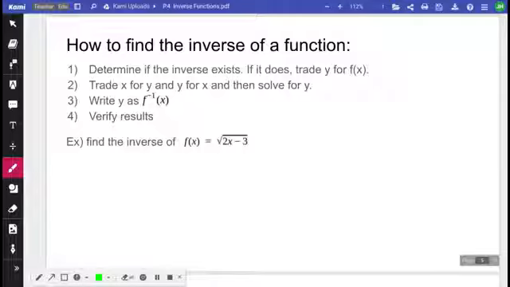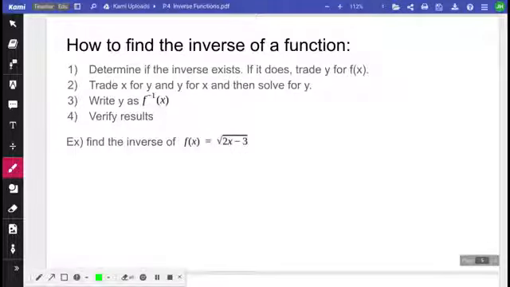If it does exist, we're going to trade our f of x value and replace it with y. So it's y equals instead of f of x equals. If it already gives you a y equals, then you're done with that step. Step 1 is already done for you, except for determining whether the inverse exists. Then we're going to trade our x and y values for each other. So in place of x, I put a y. In place of y, I put an x. So that equation would be x equals instead of y equals. Then we're going to solve for y.